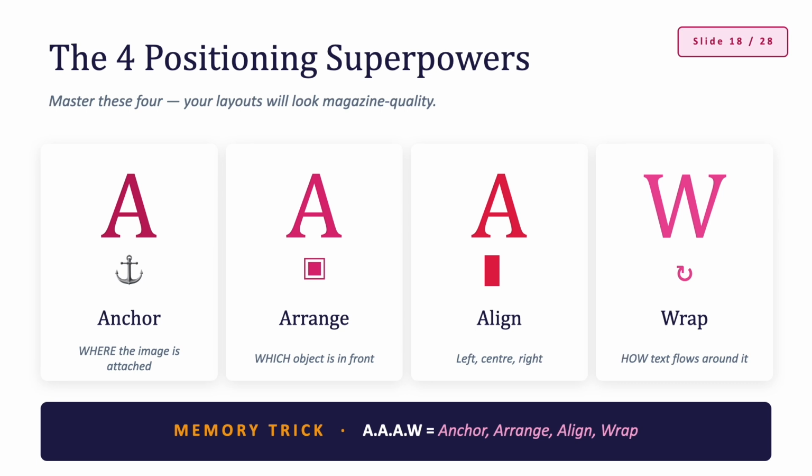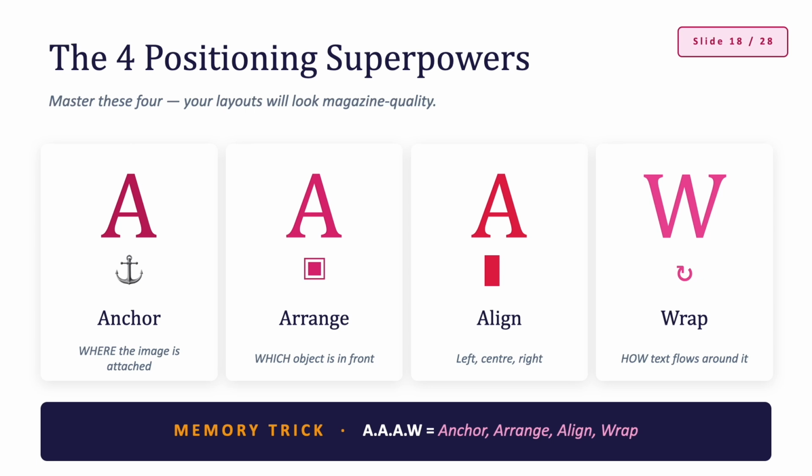Now, let's talk about positioning images perfectly in your document. There are four things you can control: anchor, arrangement, alignment, and wrapping. Anchor, this is where the image is attached. Arrangement, this is which object sits on top of which. Alignment, this is whether it is left, center, or right. Wrapping, this is how the text flows around it.